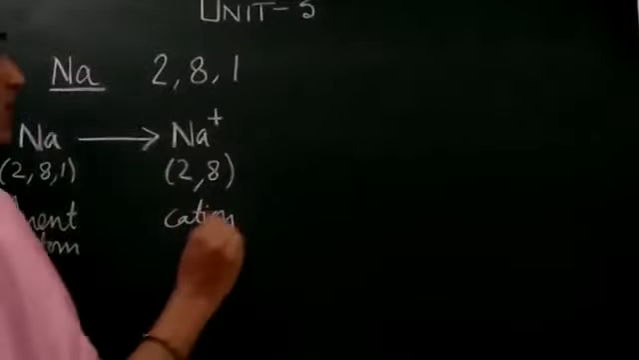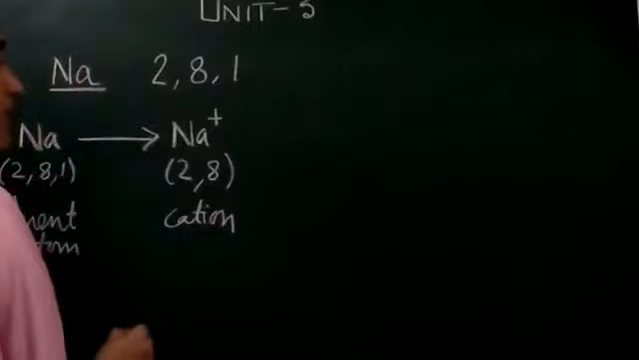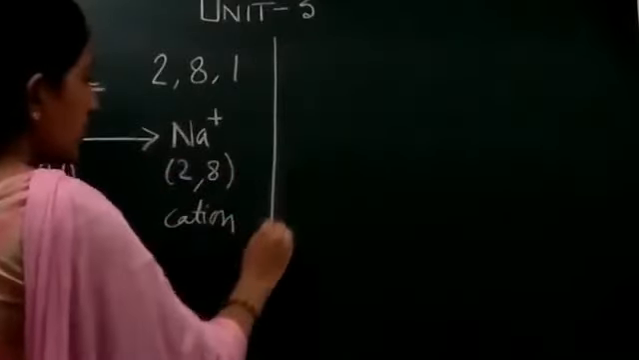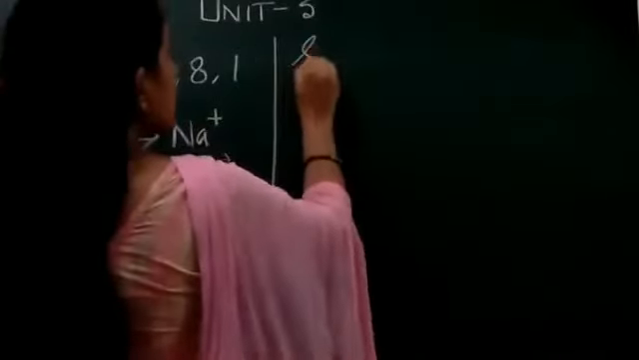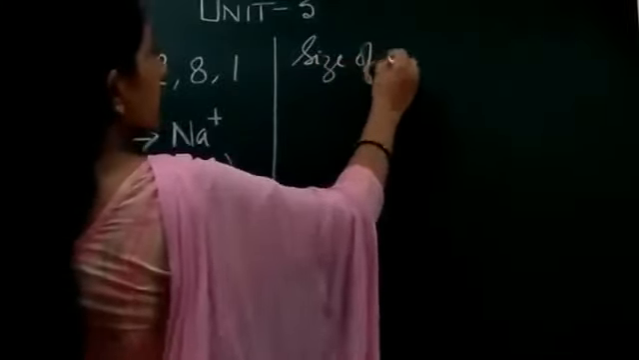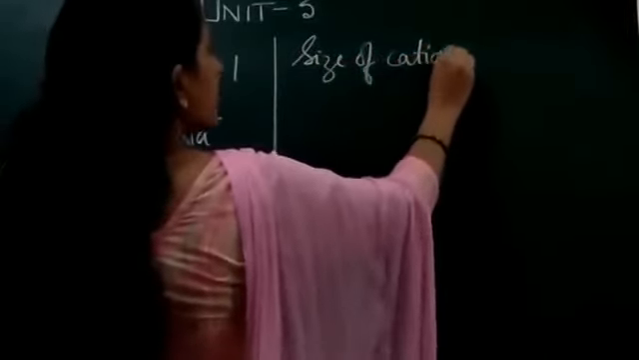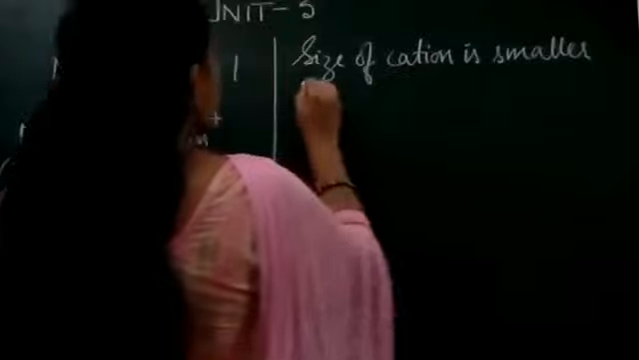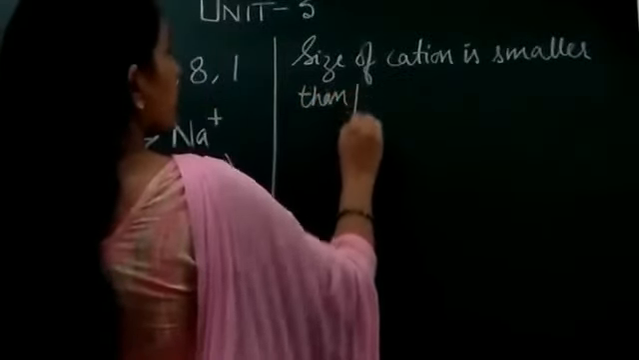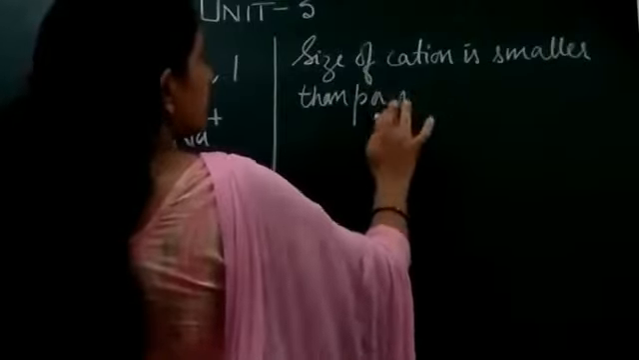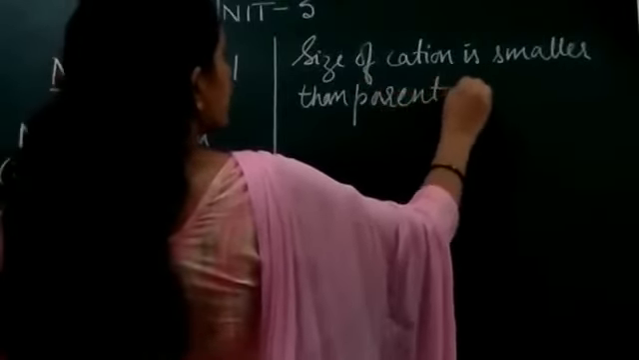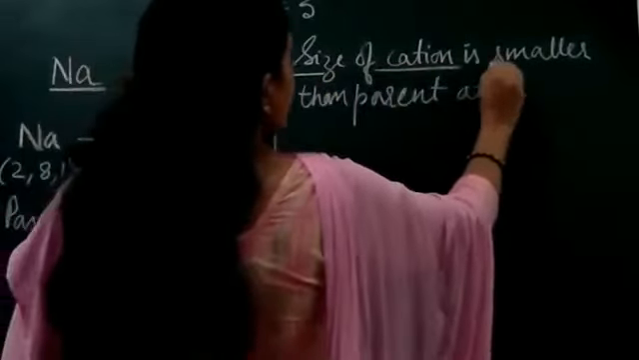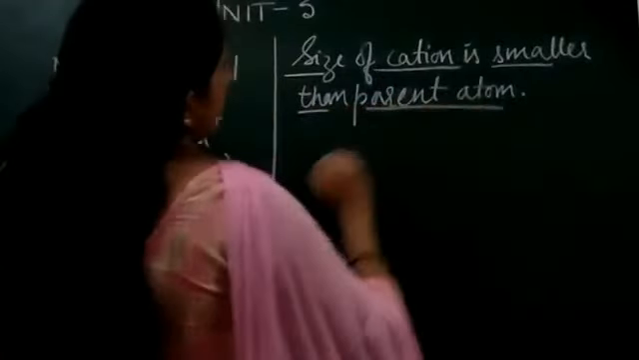Now students, we are going to compare the size of the cation to that of the parent atom. Now, it has been found that the size of the cation is smaller than the parent atom. So, size of cation is smaller than the parent atom.